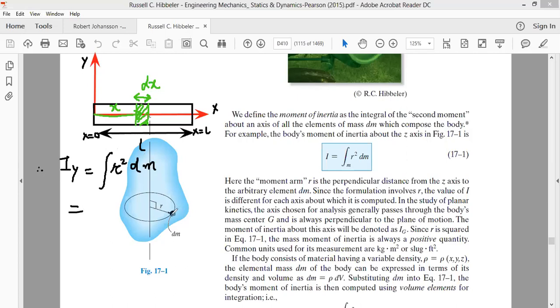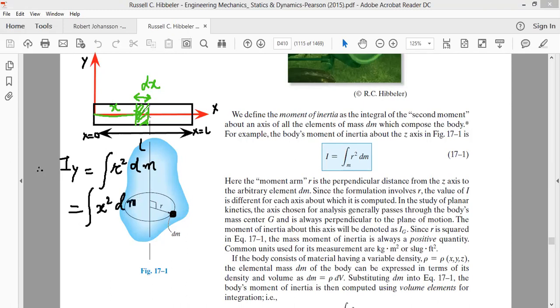What is r? r is the distance of the element from the axis about which we have to find the moment of inertia. And for us, r is equal to x. So we'll write this as x square dm.